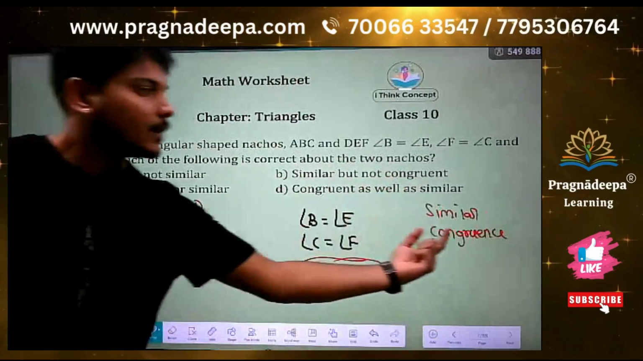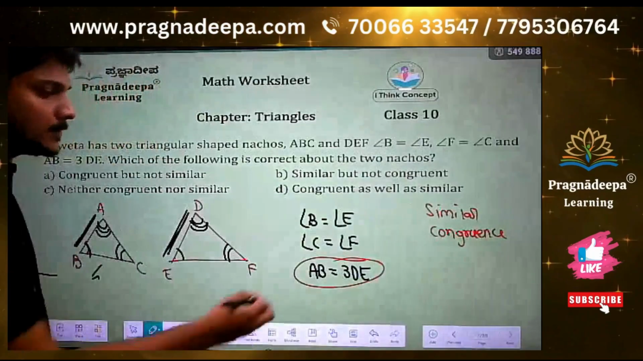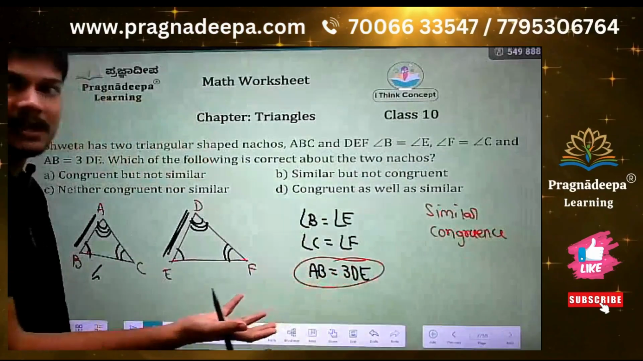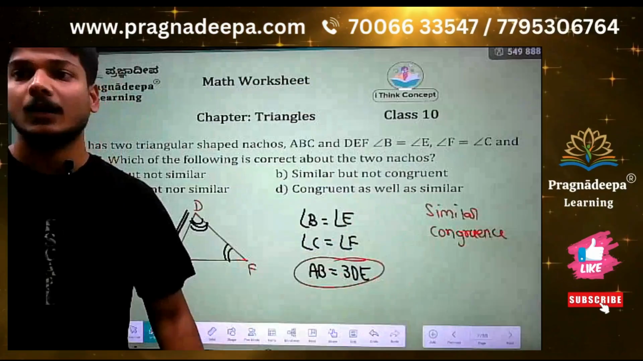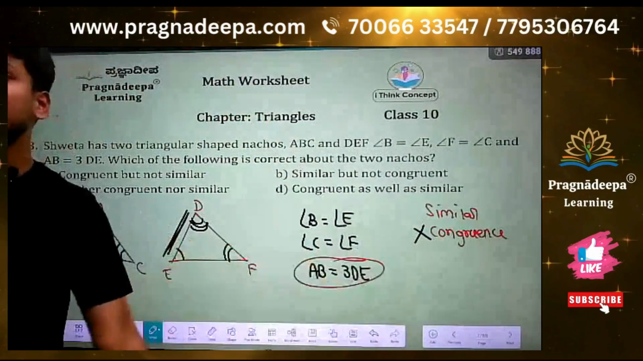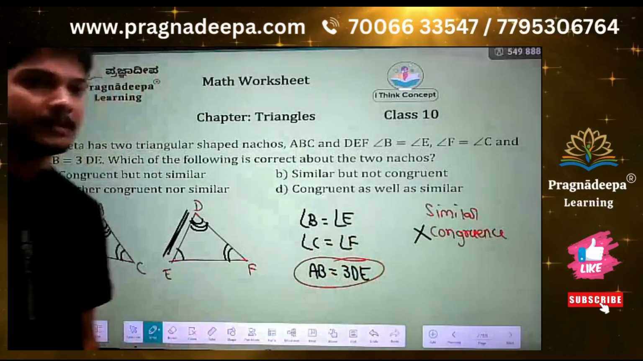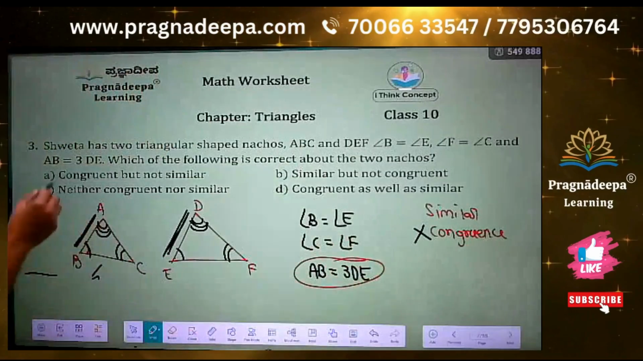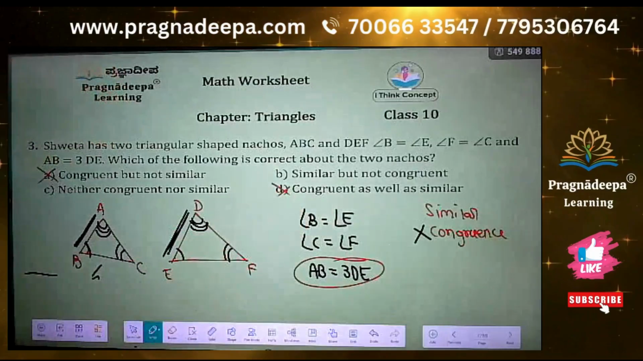Next, for congruence, corresponding sides must be equal. If you observe, AB is equal to 3 times DE, so AB is not equal to DE, and it is not congruent. There is no chance of congruence. The corresponding side of AB is DE. So you can cancel the options: congruent as well as similar, and congruent but not similar.